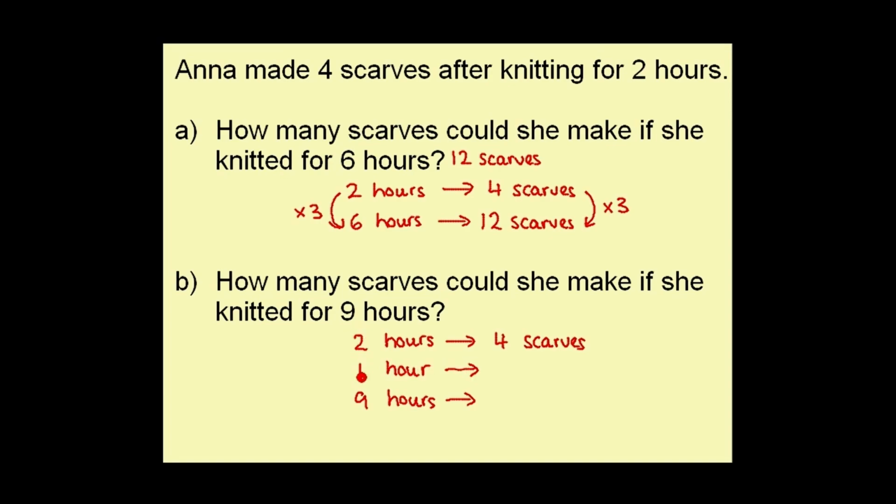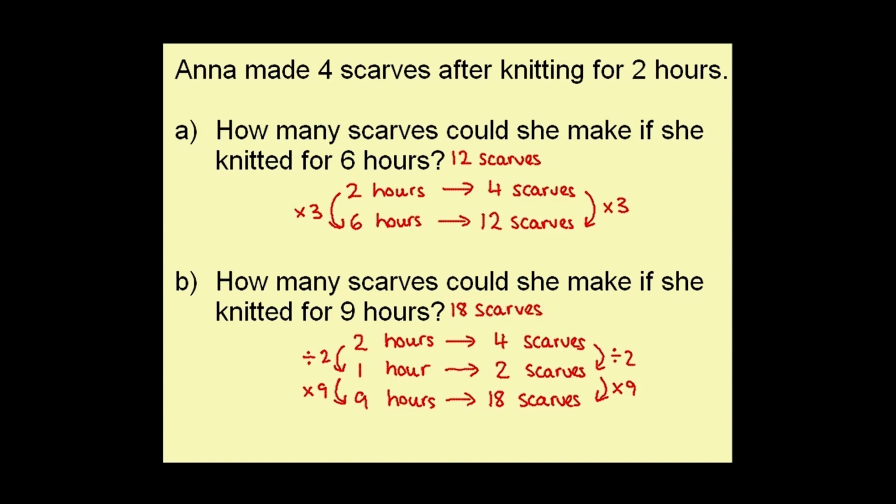So from 2 to 1, I've halved the amount of time. So I'm going to halve the amount of scarves and get 2 scarves. And then from 1 hour to 9 hours, I've multiplied by 9, so I do the same thing over here. 2 times 9 is 18, so the answer is that she can make 18 scarves in 9 hours.